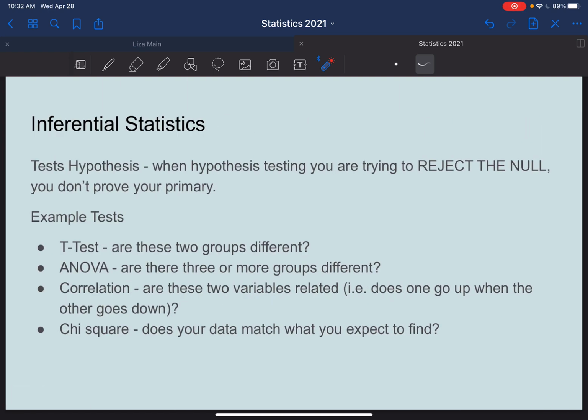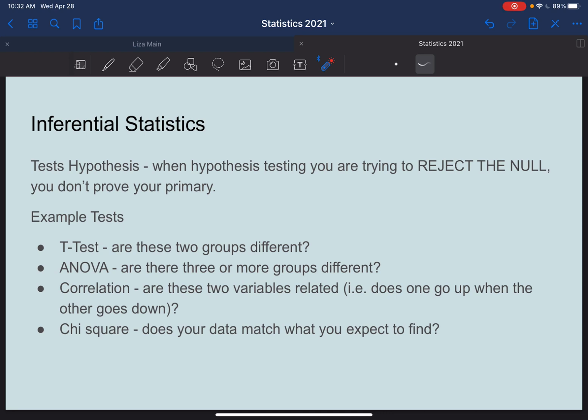Okay, inferential statistics, on the other hand, doesn't tell you much of anything except whether or not you have different groups. They test your hypothesis. Remember, everybody's null hypothesis is always there is no difference. So if you reject your null hypothesis, the groups are different. So you're always trying to reject your null.